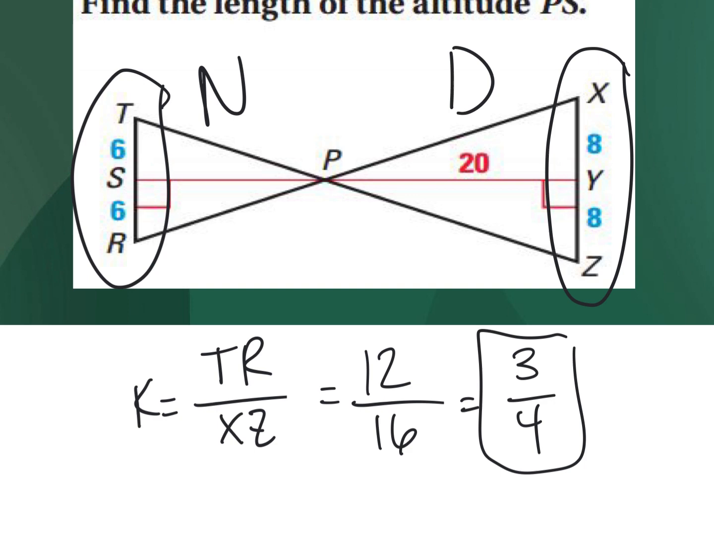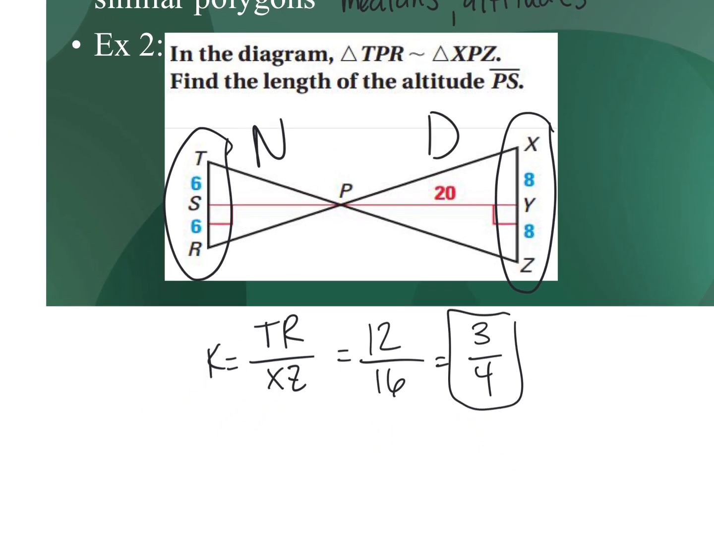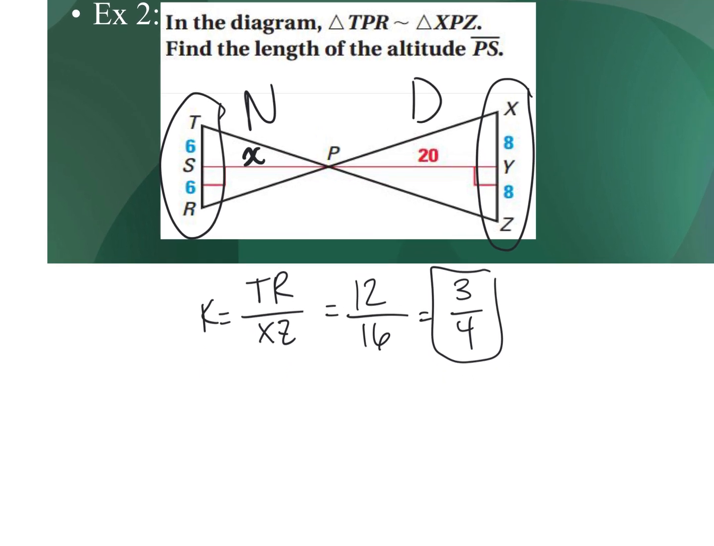And it's asking me for what? The altitude, which is what length between what 2 points? PS. So let's make that X. So remember, you set your scale factor equal. 3 over 4 is going to be equal to the altitude of the triangle on the right and the X. But which one needs to go in the numerator? X needs to go in the numerator over 20. Very good.